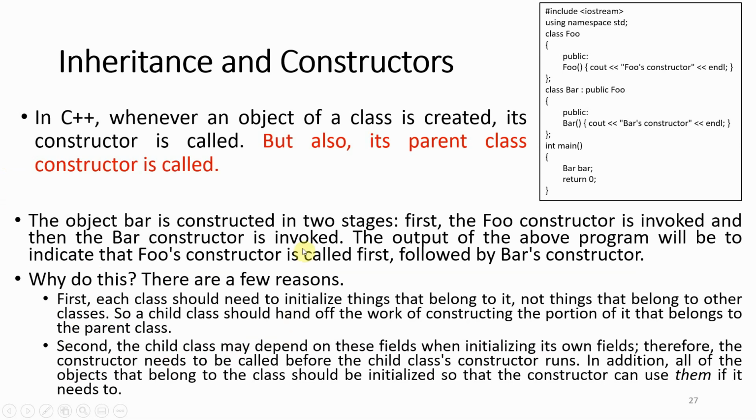Now, one important concept that we have to talk about is how constructors are called when we have inheritance. In C++, whenever an object of a class is created, its constructor is called, but also its parent class constructor is called. Okay, so what does that mean? Right here, we are instantiating an object of class bar. Class bar is derived from class foo, right?